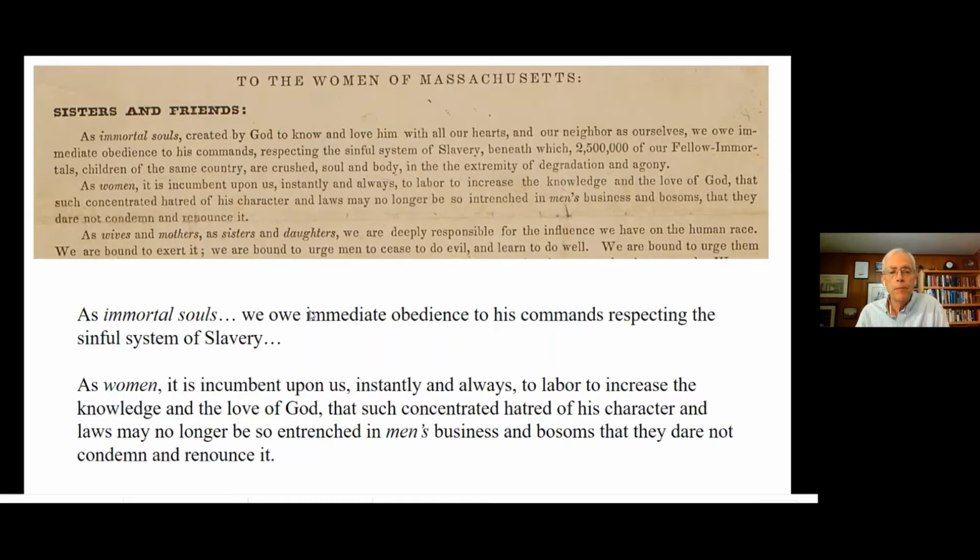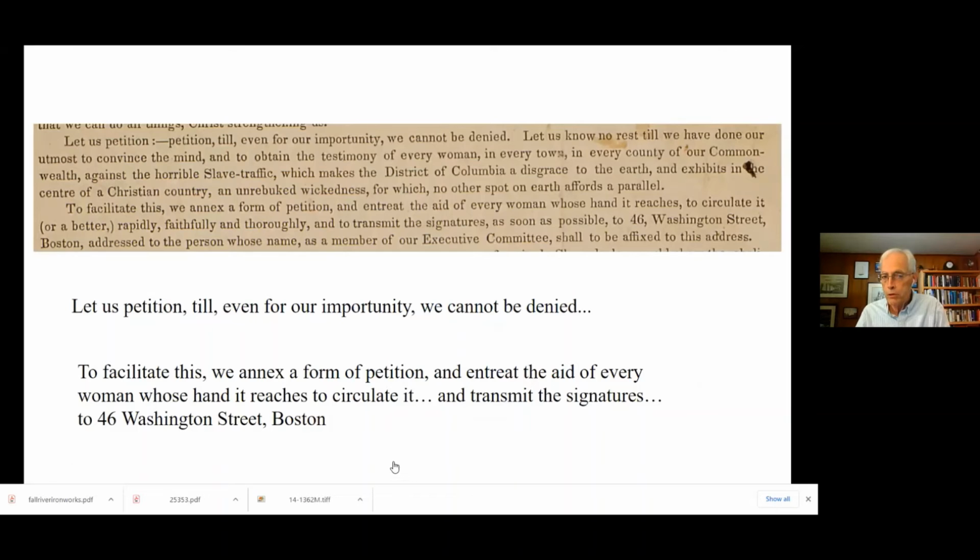And then they say, as women, and here you get that idea that women petitioning as women, "it's incumbent upon us instantly and always to labor to increase the knowledge and love of God, that such concentrated hatred of his character and laws may no longer be so entrenched in men's bosoms and business." And so they are making a strong case on moral and religious grounds, but they're also being political, because if you just go down a paragraph or so in their petition, here's another excerpt.